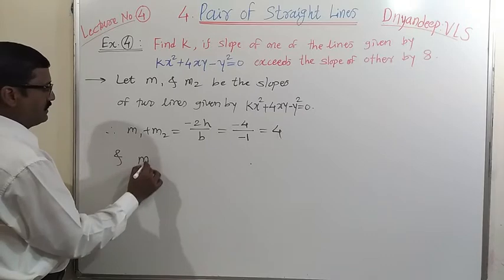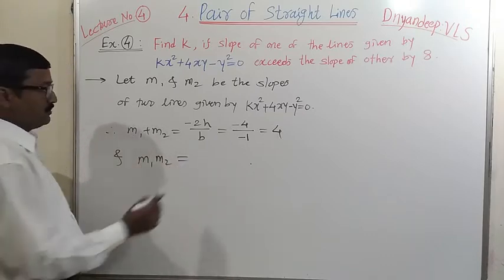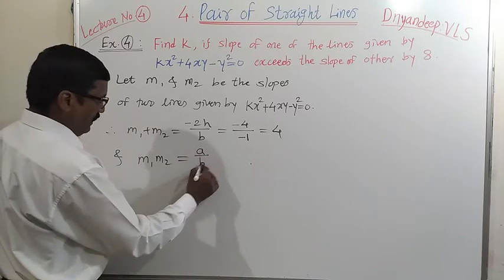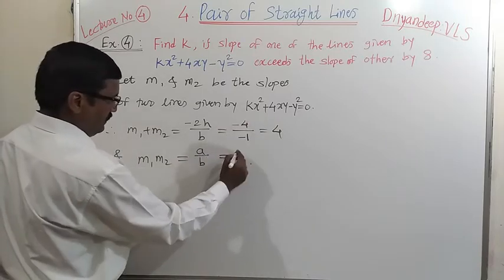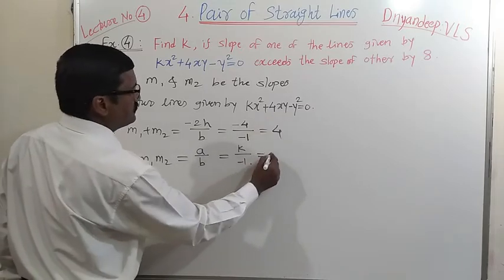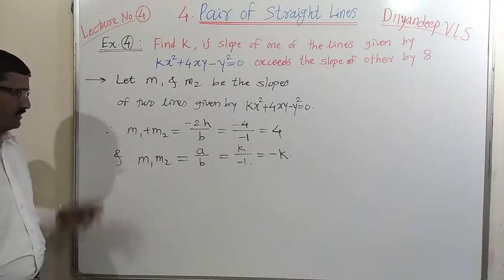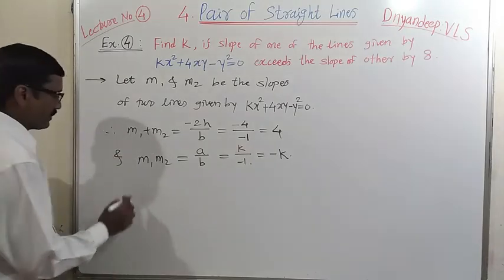And what is another formula? That is product of slopes. m1 m2 is equal to a upon b. A is here k and b is minus 1. So it is minus k. Okay. So these are sum and product.